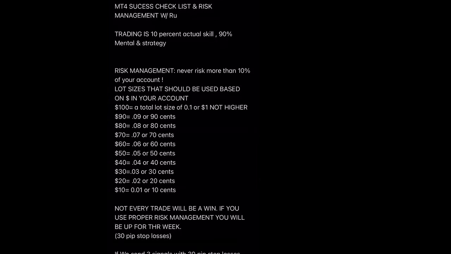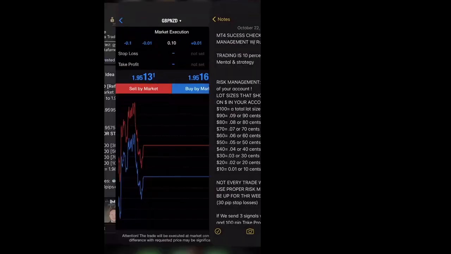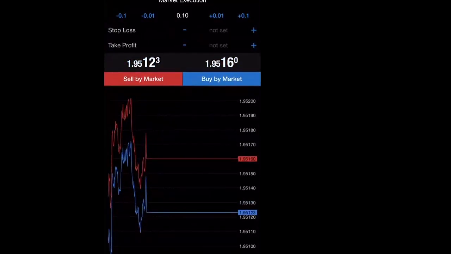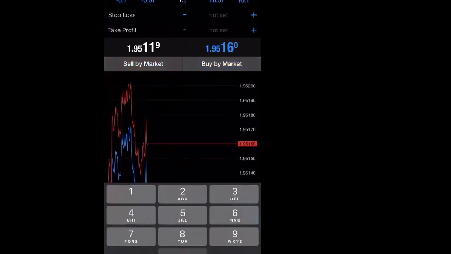So let me just give you an example, right? Let's say I have $100 in my account and I want to take multiple trades. I don't just want to take one. What I would do is I divide that 0.1 by 2. Let's say I want to enter 2 trades. I enter both of the trades at 0.05. So I come here, I put 0.05, and I click buy by market. Let's just say this is an example, buy by market, right?